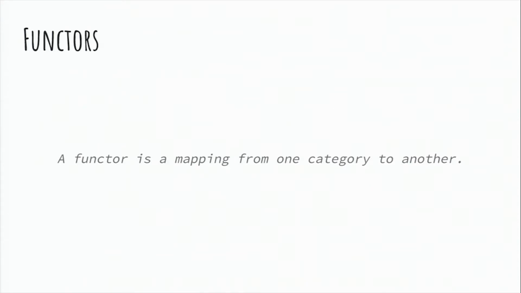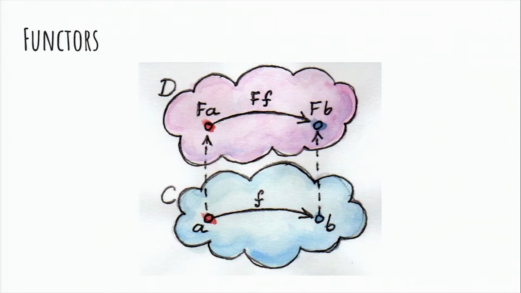So what is a functor? A functor is a mapping from one category to another. For example, we have a category drawn as a cloud with objects A and B. And you have a functor f that maps that cloud onto another cloud, which also has objects FA and FB. And the arrows in between must also be mapped to the other category.